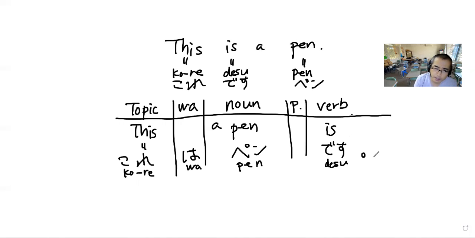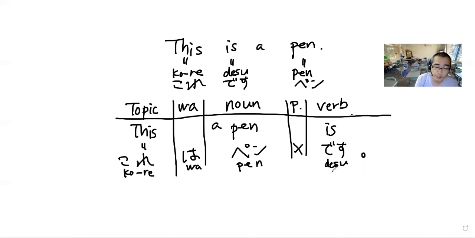Then you might think, Sensei, what is the particle in this case? Actually, we don't need a particle in this case. Particles are like to, in, on, at, from. In this sentence, we don't have this kind of particle, so we can just leave it. これはペンです。That's a correct Japanese sentence.